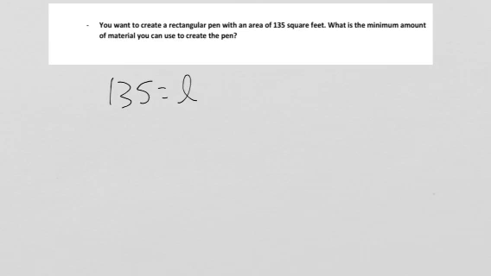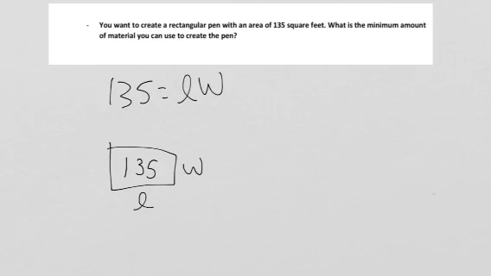So that's length times width. We have this pen with a length and a width, and its area is equal to 135. We're trying to figure out the least amount of material we can use to make that pen. So perimeter this time is going to be P, and it's going to be equal to 2L plus 2W again.